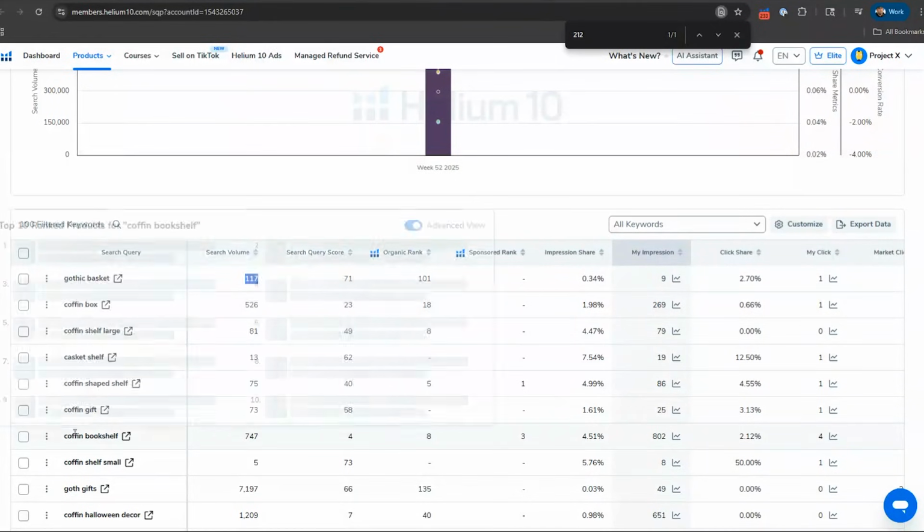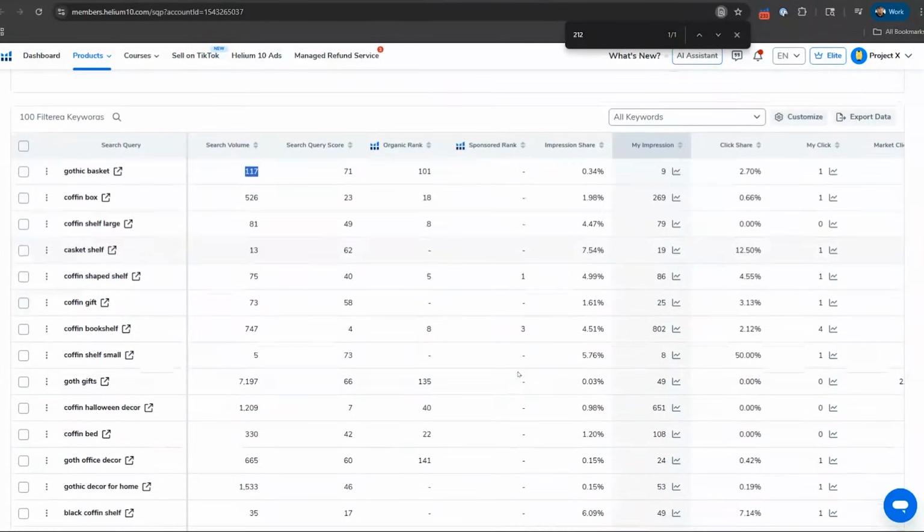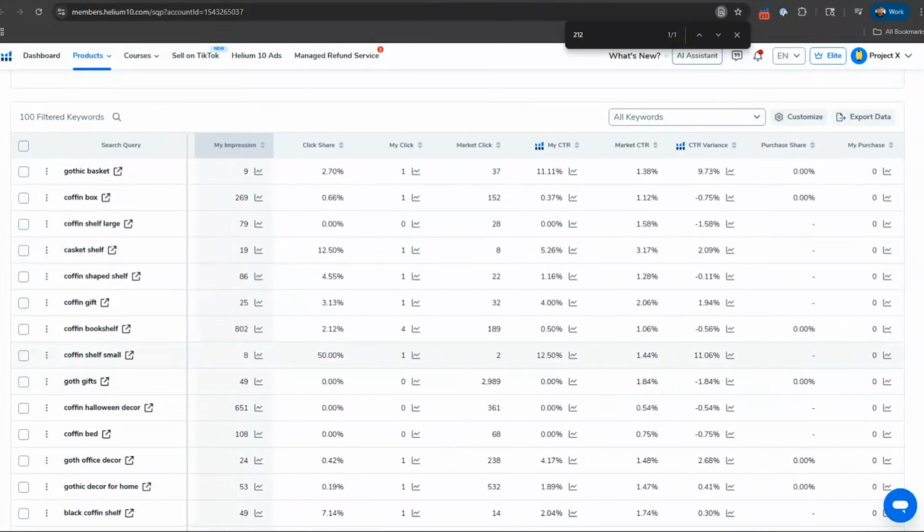Now compare that to Coffin Bookshelf. Search volume was 747. My impressions was 800. You might be wondering, wait a minute, how in the world can you have more impressions than even people searching it? Well, look here. Thanks to Helium 10, which is not inside of Seller Central, you can see that my organic rank was 8, my sponsored rank was 3. In other words, most of the time, I was at the top of the page in organic and/or sponsored. So sometimes I was showing up twice. So that's the way you can read this information.